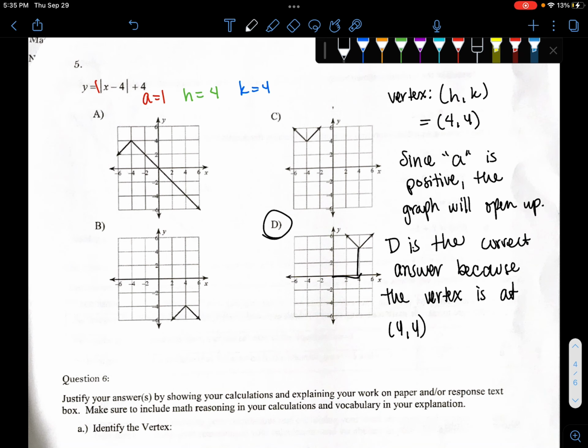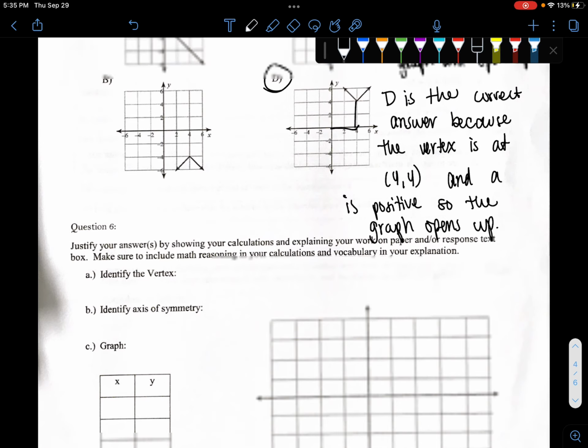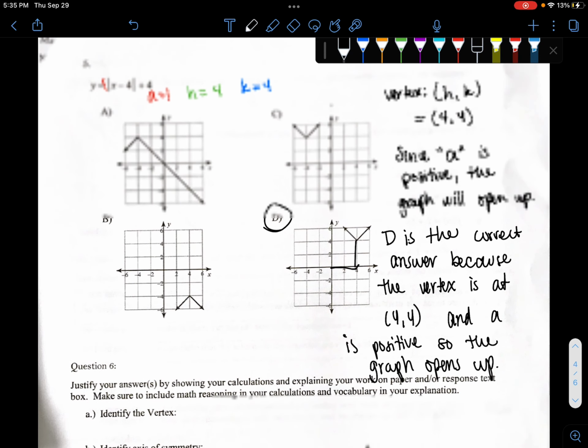The vertex is at 4, 4. And A is positive. So the graph opens up. So this would be a full explanation for this problem. You don't have to calculate it like right here. I am fine with you having this as your answer.